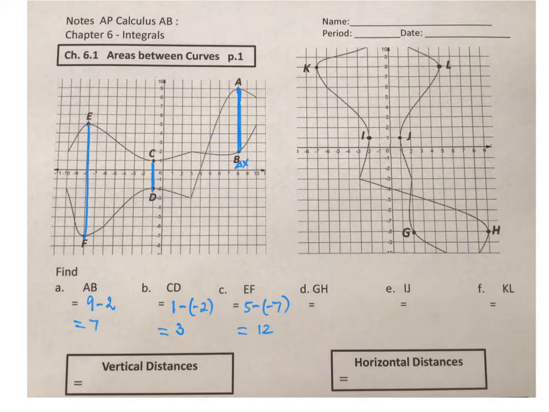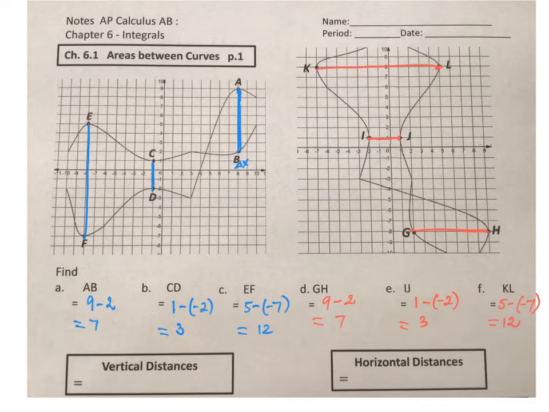Now let's take a look at right minus left. The distance between G and H is H minus G. So we have 9 minus 2, which is 7. The distance between I and J is 1 minus negative 2. So we have 1 minus negative 2. We get 3. And the distance between K and L, we take the right point minus the left, which is 5 minus a negative 7. So the total distance is 12.